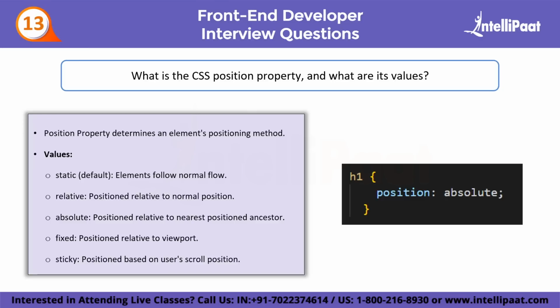The answer to this question would be, the CSS position property determines how an element is positioned on a web page. The basic values are static, relative, absolute, fixed, and sticky. The static value elements are positioned in the normal flow of the document. This is the default value for the position property. Any element with static position will appear in the order they are written in the HTML, one after the other.